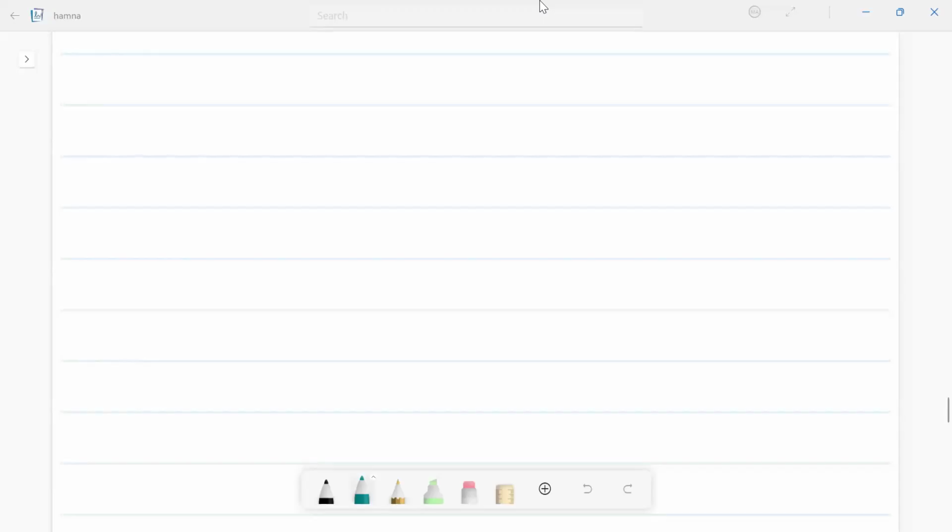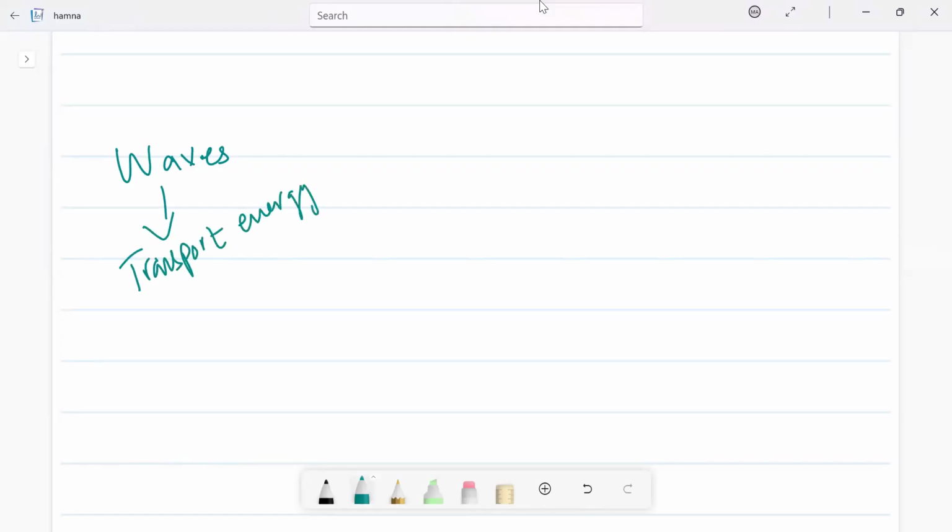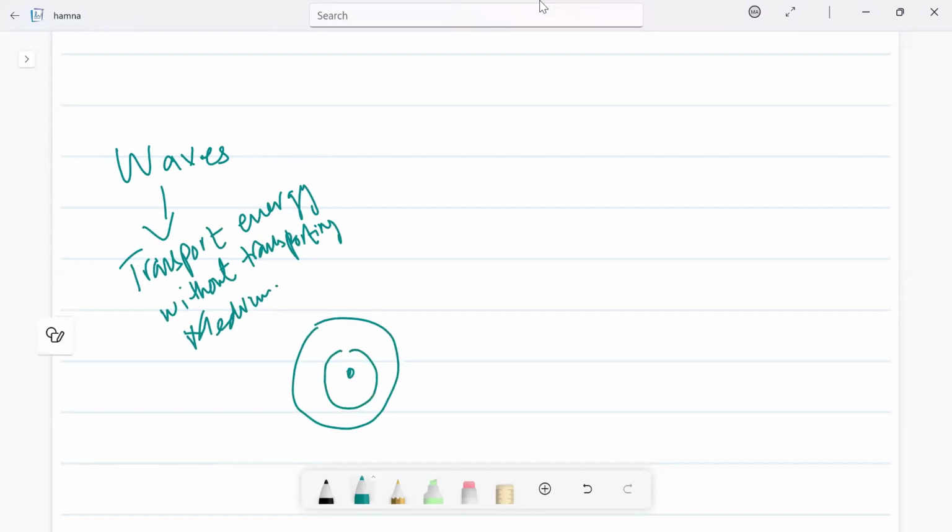We started waves and we discussed it as a phenomenon which transfers energy without transporting matter. Energy without transporting medium. That is, if I throw a pebble into water, we'll see the circles forming out. The pebble would stay here, but it would exchange its energy to the neighboring particles. So such a phenomenon is known as wave.